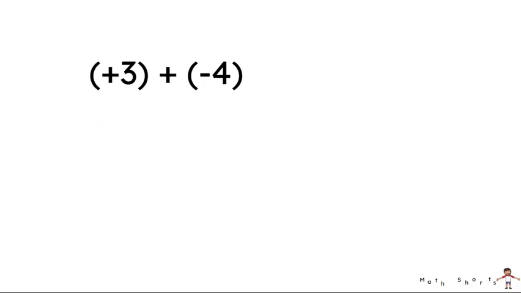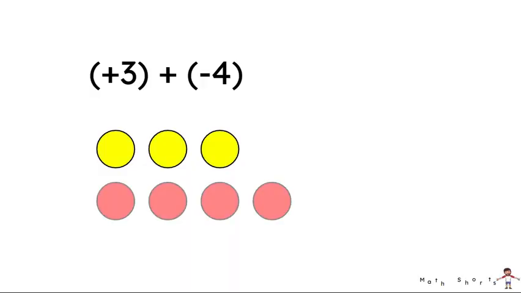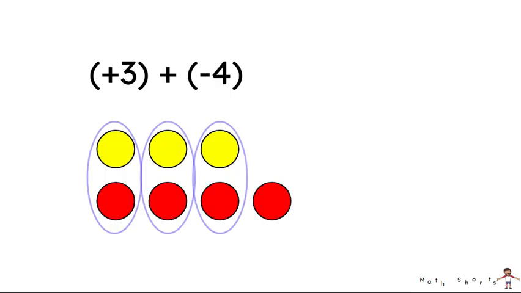Let's use counters to solve +3 add -4. I have 3 yellow counters to represent +3 and 4 red counters to represent -4. Next, we circle our 0 pairs.